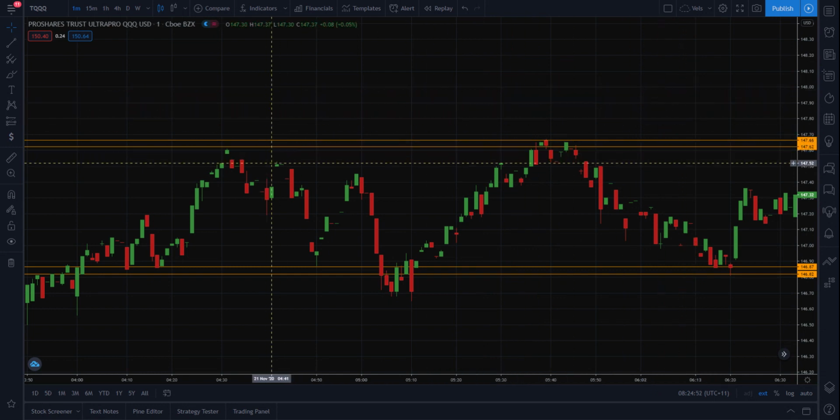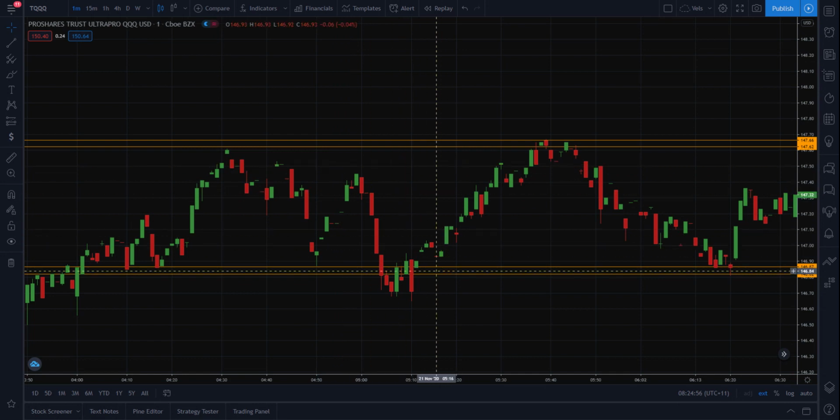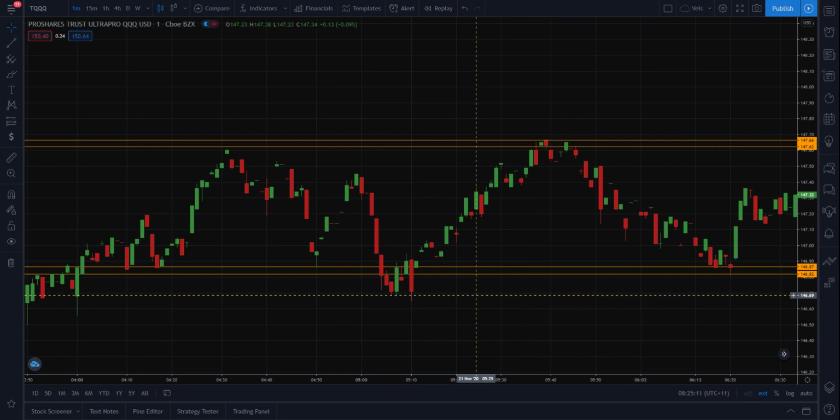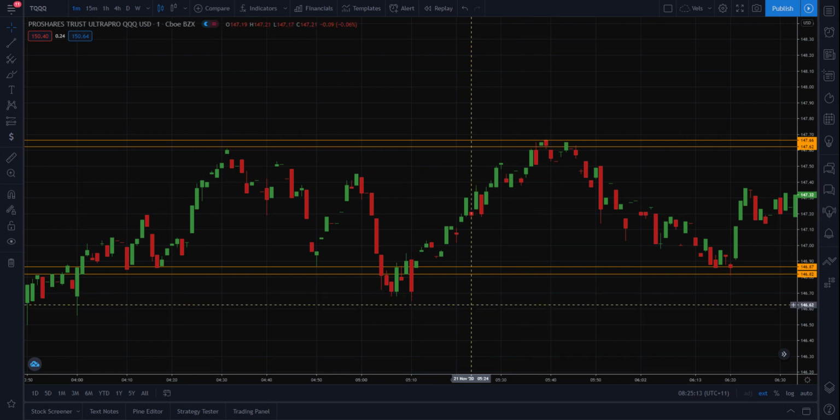So, for example, if we were to buy at the support, the goal would be to sell at the resistance. And if for some reason the plan were to fail, we would close our position. So, for example, we may decide to close our position if it reaches $146.61 or 60 cents.